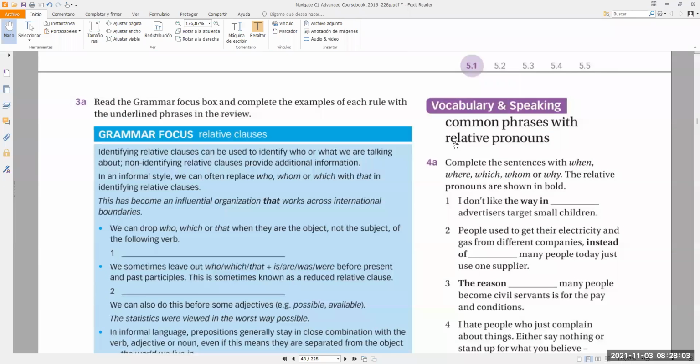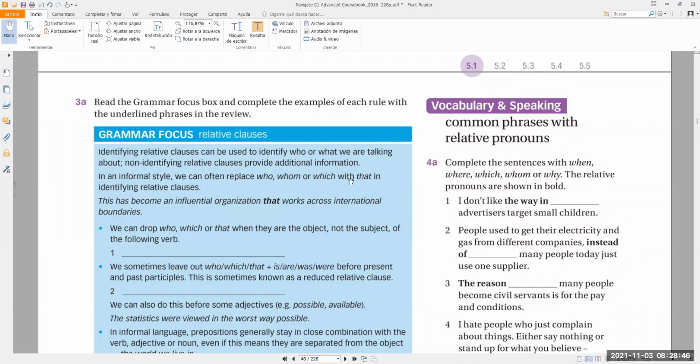Okay, guys. So, this is something, as I said earlier, that you should remember somehow, and that has to do with relative clauses. This is something we had explored before during this semester, and you may remember something like these explanations here. It says that identifying relative clauses can be used to identify who or what we are talking about. Non-identifying relative clauses provide additional information. In an informal style, we can often replace who, whom, or which with that in identifying relative clauses. This has become an influential organization that works across international boundaries.